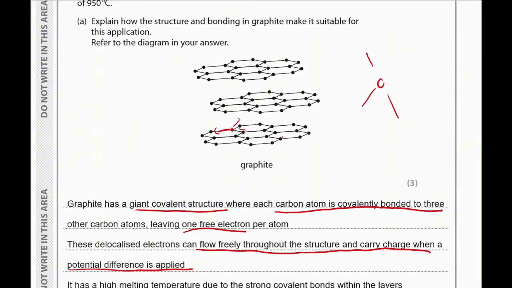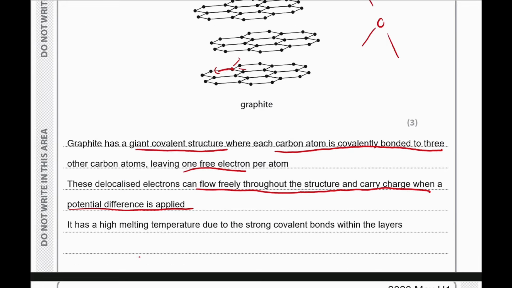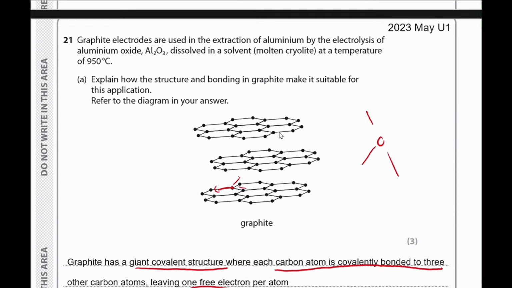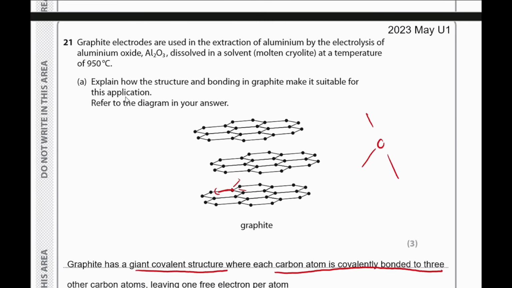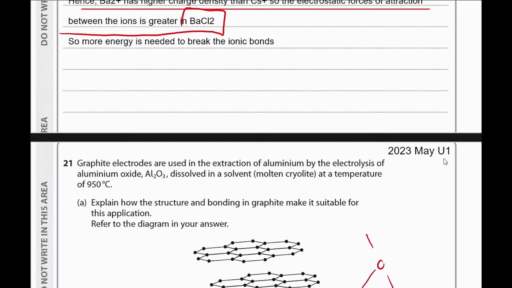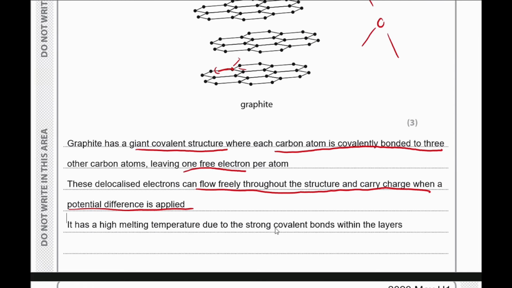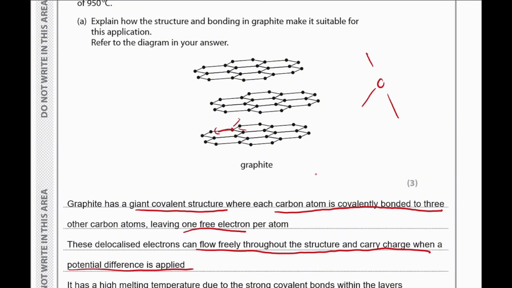So since the electrons are delocalized, when a potential difference, in other words the voltage, is applied, these electrons can carry the charge. And this is the reason why graphite has a high conductivity. On the other hand, it also has a high melting temperature. Why? Because there are very strong covalent bonds between the layers.